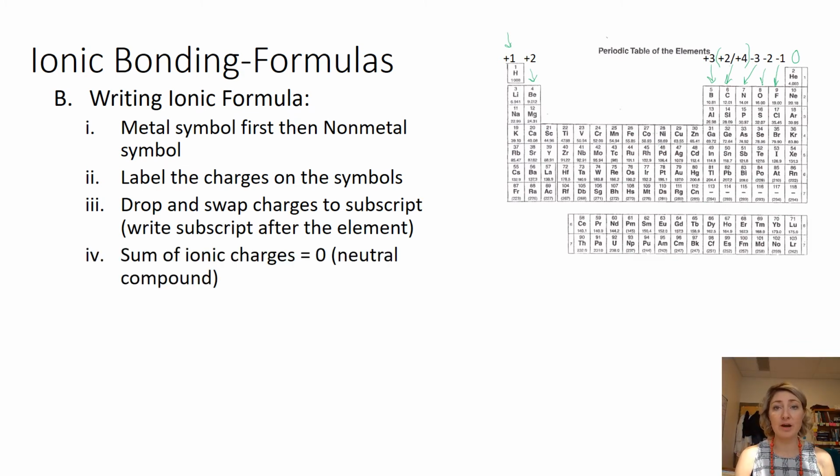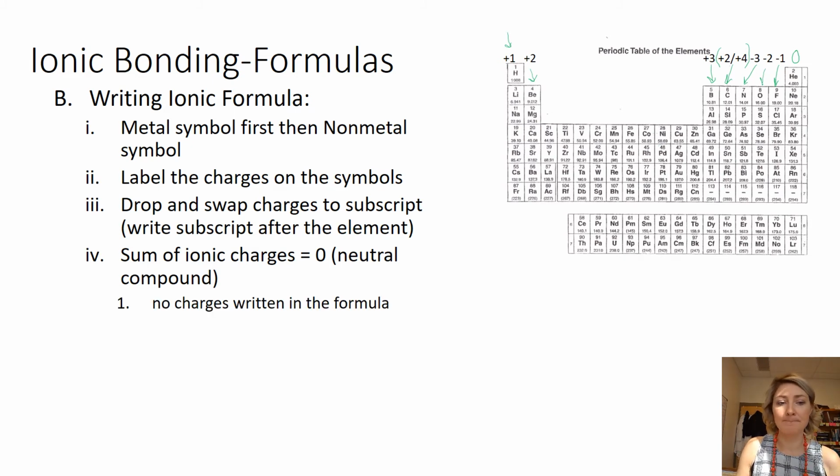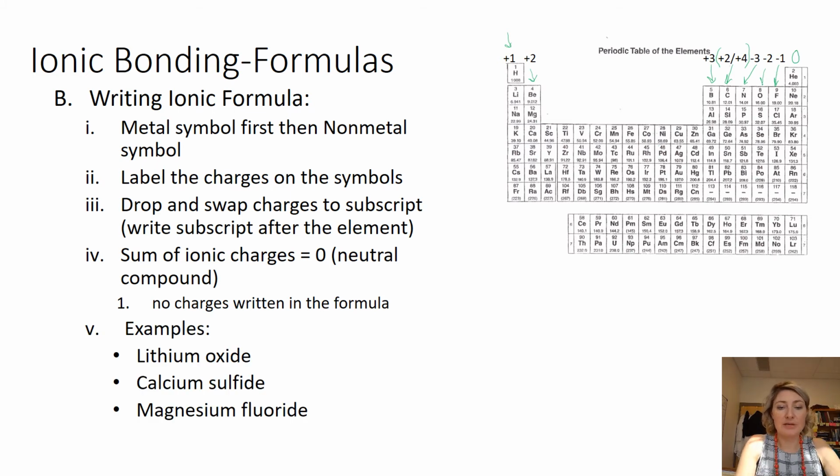What we want to be very careful and cognizant of is that the sum of your ionic charges needs to equal 0. We are forming neutral compounds, and that's very important for ionic bonding. All right, as a reminder, never, ever, ever, when you're done writing the formula, should you have any charges written. So make sure you get those fully erased. Let's go through some examples.